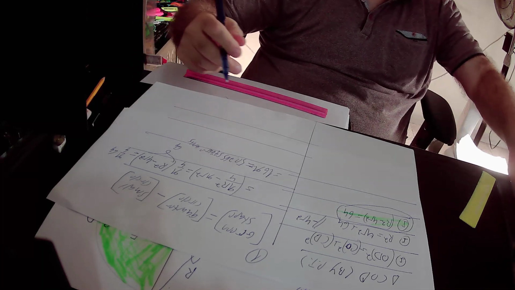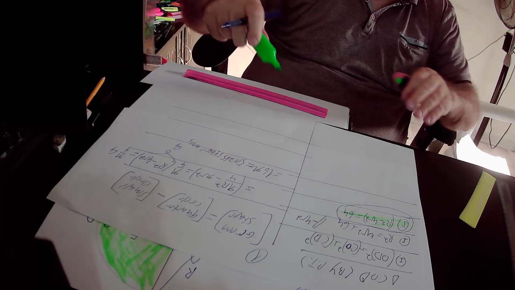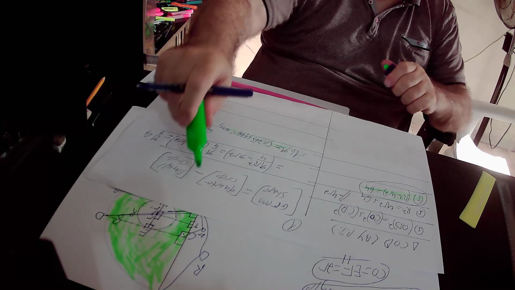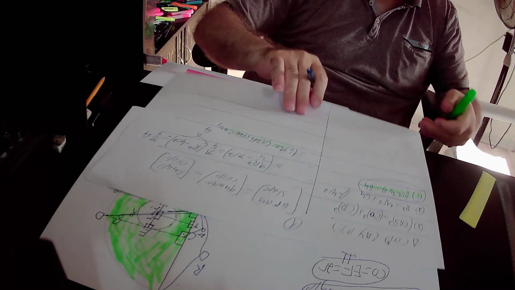So we finished with the first method. In the next step I will present to you how to find the area of this green shape according to the second method.